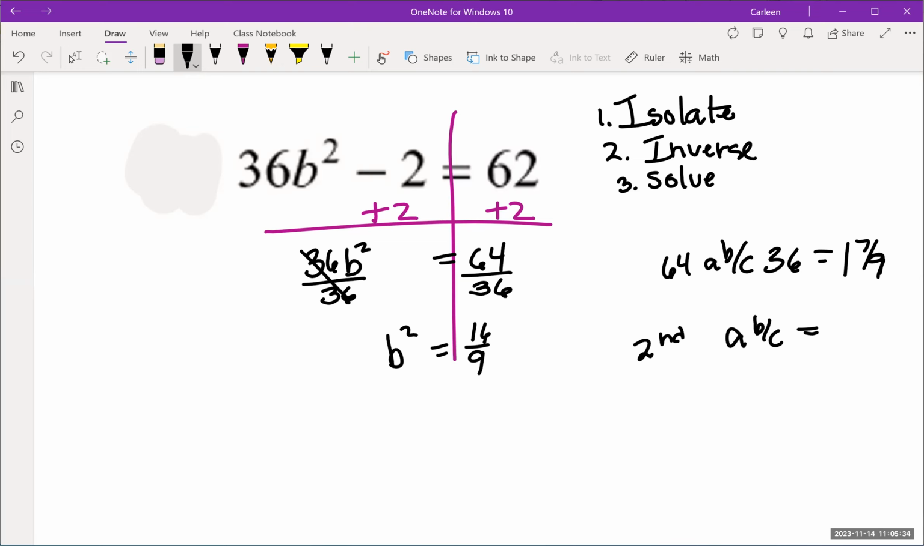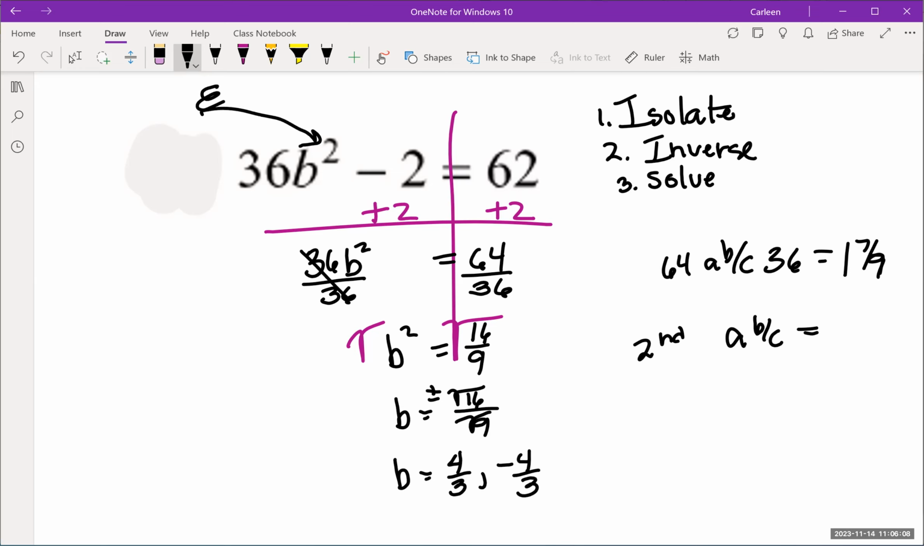Okay, what's the last step? Square root both sides. Square root of 16 over square root of 9. Now, if there's an exponent of 2, we have two answers, plus or minus. So B is 4/3 and -4/3. Whenever you have an exponent of 2, you're going to have two answers.